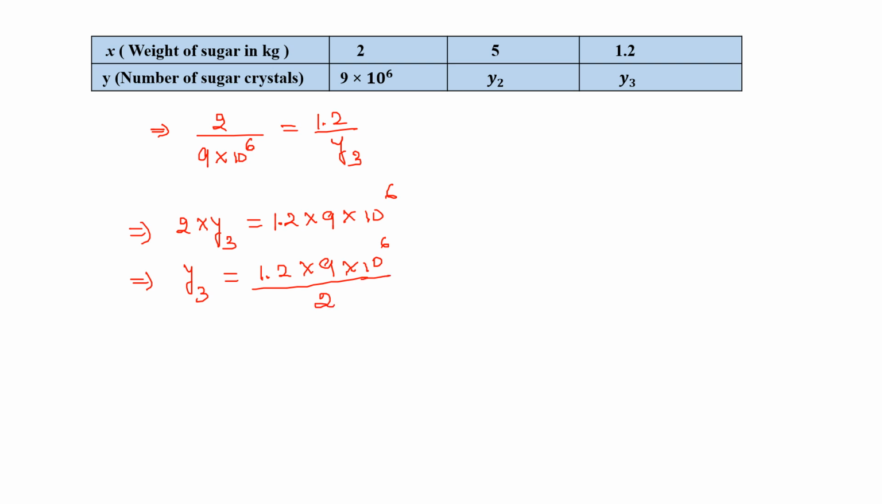And then 1.2 will be divisible by 2. So 2 times 1 and 2 times 0.6. And 0.6 into 9 will give me 5.4. So 5.4 into 10 to the power 6 crystals will be there in 1.2 kg of sugar. So this is your question number 7.